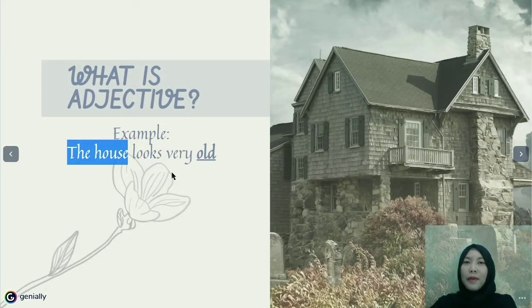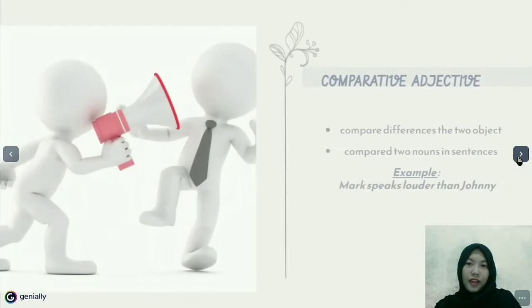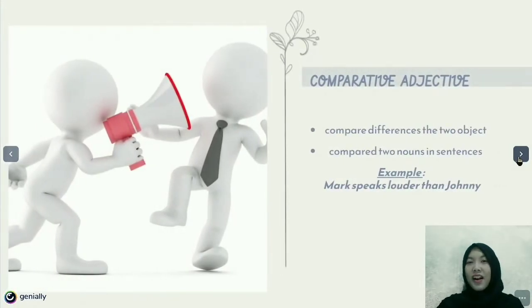So after recalling about adjectives, we will move to our main material today. Comparative adjective. Comparative adjectives are used to compare a difference between two objects, and it is also used to compare two nouns in the sentence. Example, Mark speaks louder than Johnny. The nouns in this sentence are Mark and Johnny, and the comparative adjective is louder. So louder in this sentence is used to compare Mark and Johnny's way of speaking.